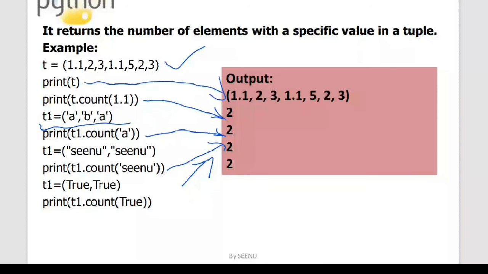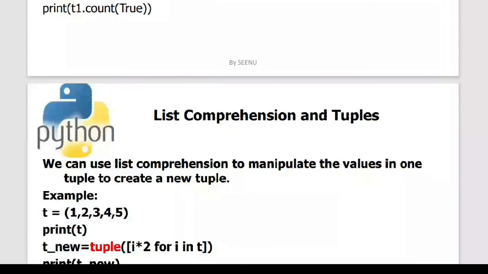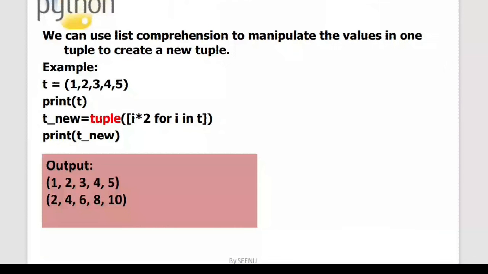Okay. So the next is, how can you use list comprehensions to create a tuple? We know that list comprehensions are a shortcut syntax that is used to create a list, which is one of their advantages. List comprehensions will actually reduce the number of lines inside a code. But you can also use these list comprehensions to create tuples. Let us see how.